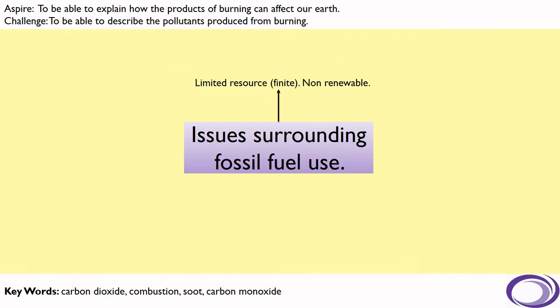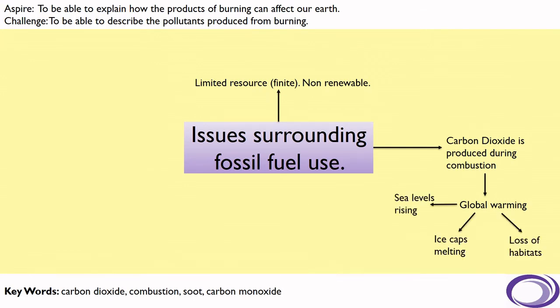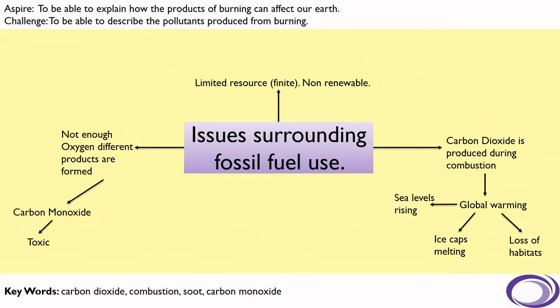So just to summarise some of the issues surrounding fossil fuel use. Fossil fuels are limited resources and they are non-renewable, which means they are not replaced as quickly as they are used. They take millions of years to form, which means we're not going to be able to get a fresh supply of them anytime soon. Carbon dioxide is produced during combustion, which is a cause of global warming, which has several devastating effects on our planet. If there's not enough oxygen during combustion, we get different products forming: carbon monoxide, which is toxic, and soot or carbon particulates, which causes global dimming.